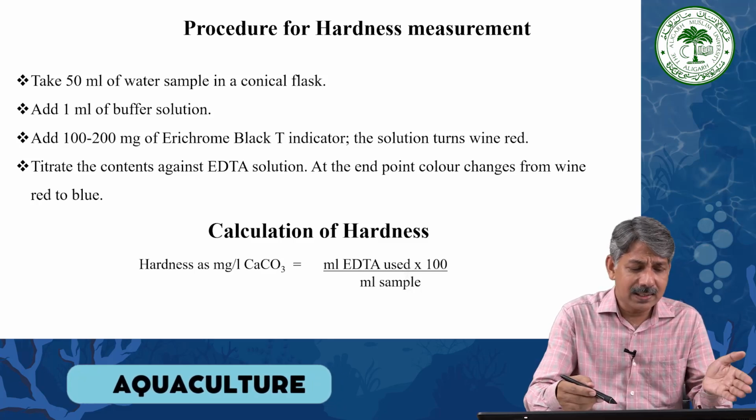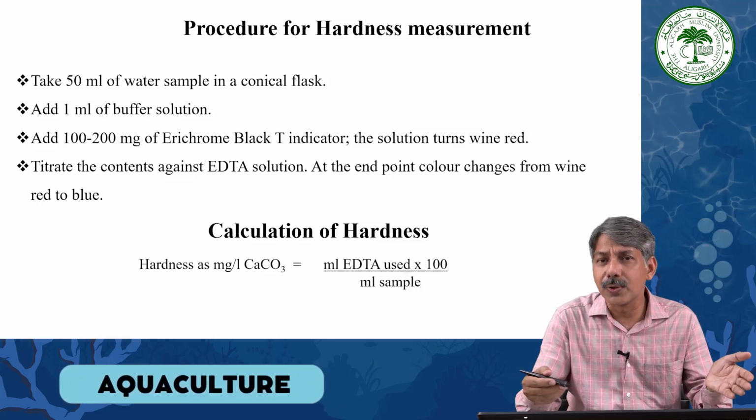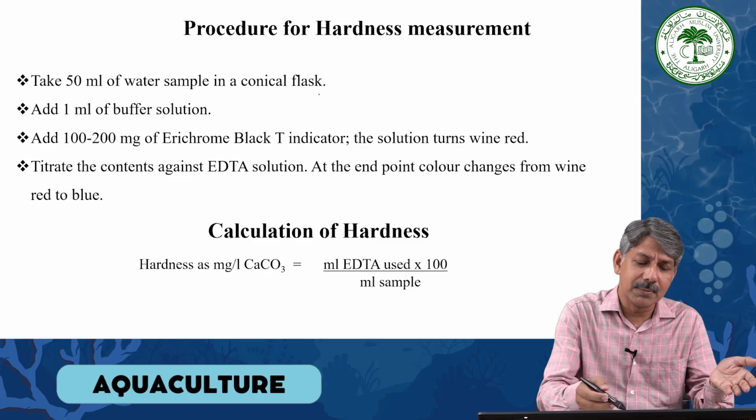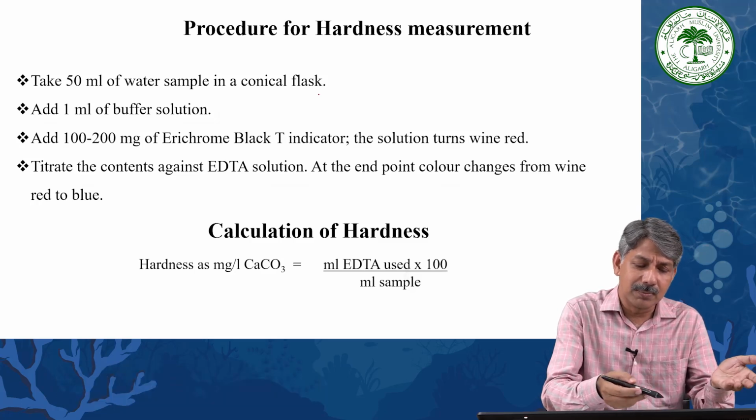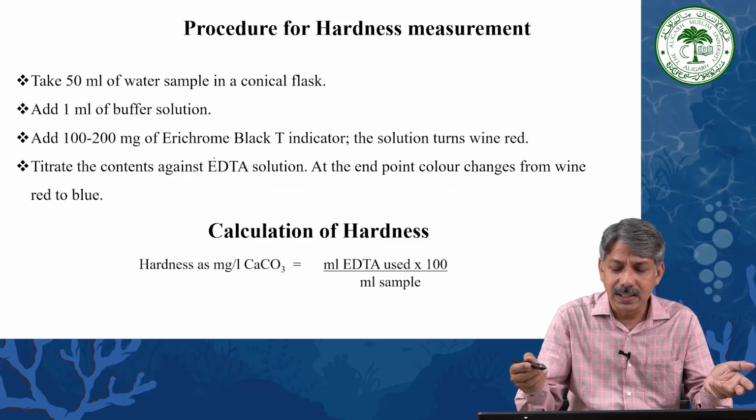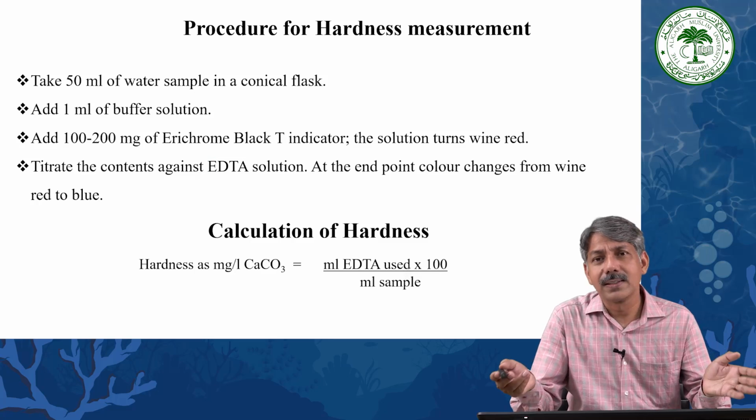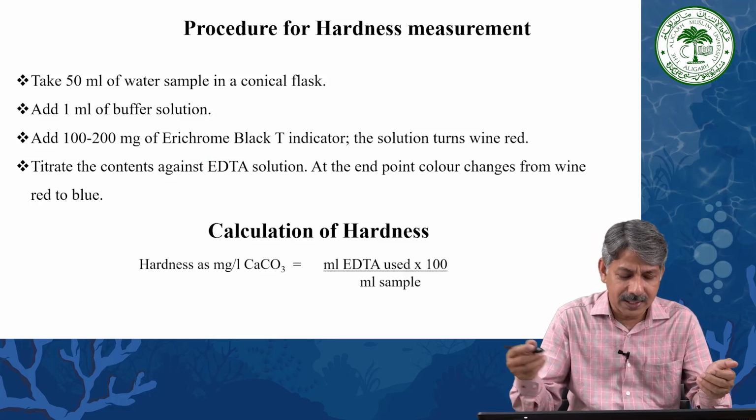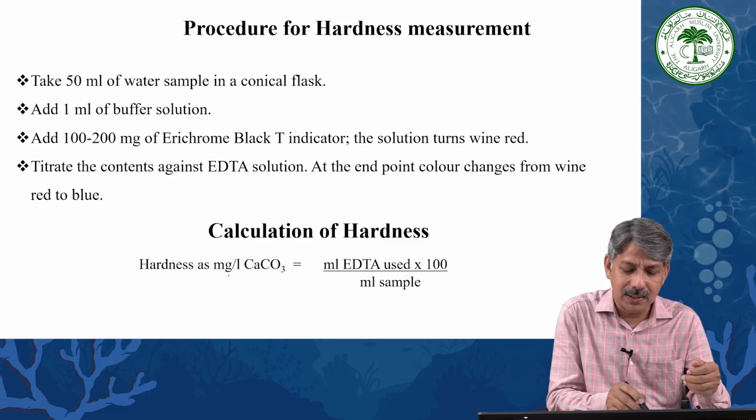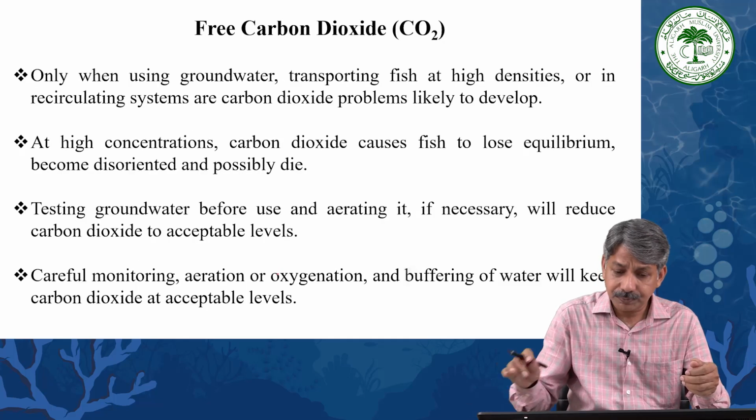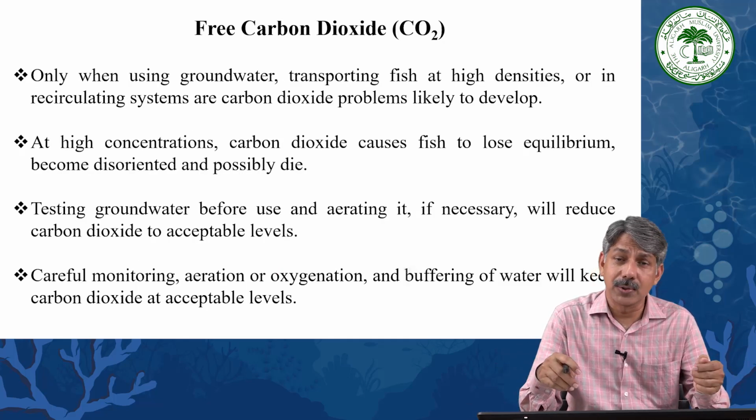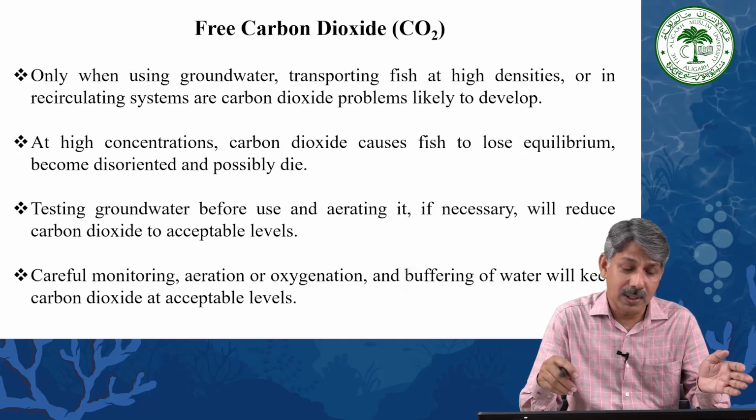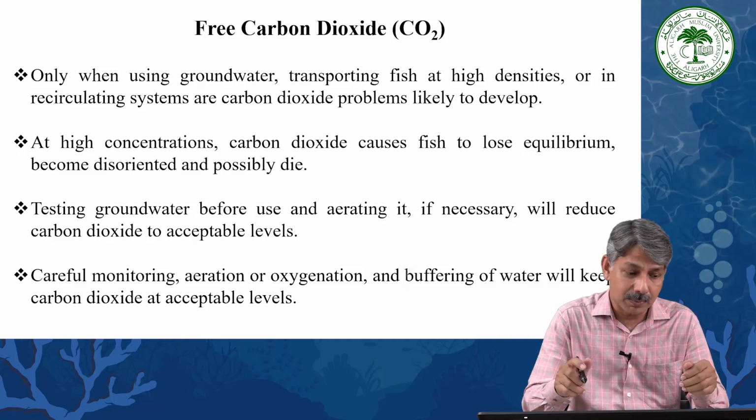So, again, here what we do in the laboratory, we take a water sample, and then 1 ml of buffer solution is added, and then indicator, and we get the data and calculate the hardness as milligram per liter or ppm calcium carbonate that can be utilized for describing the water quality parameter in any of the culture practice.